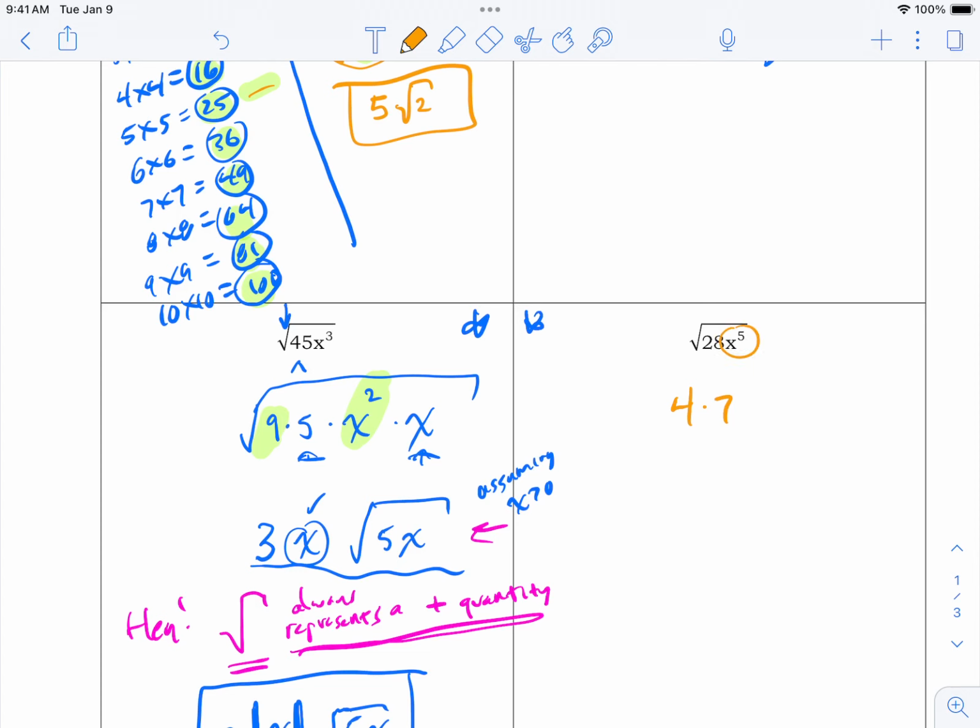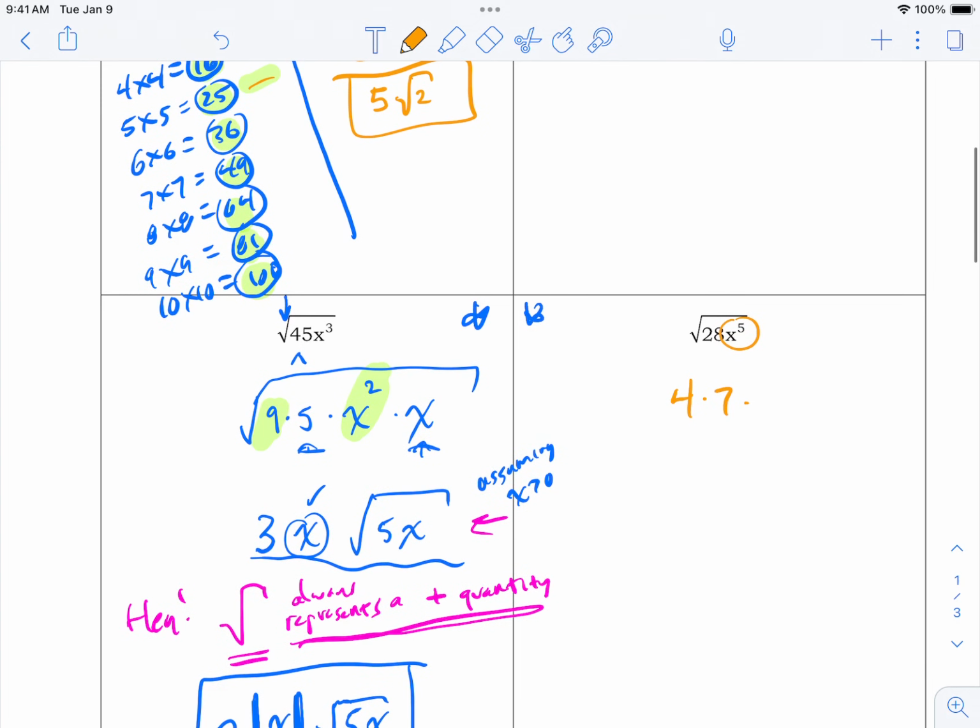Now the x to the 5th. Remember, with exponents, you're just going to cut the exponent in half. But of course, you want to cut an even number in half. You don't want to cut an odd number in half. So x to the 5th, well, you have to think of that as x to the 4th times another x. That way you've got an even exponent here. Okay, now we can go ahead and start taking some square roots.